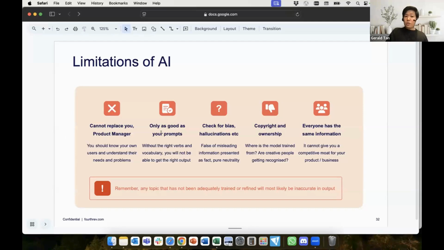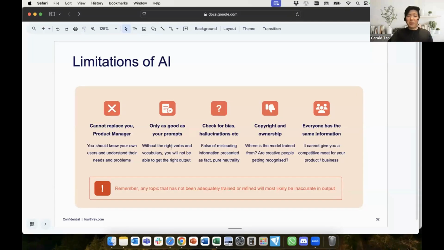Also know that you're only as good as your prompts. Think of prompts as giving someone instructions. If you cannot articulate what you're asking for, you cannot expect what comes back to be perfect, because if it is, it's luck. So think of prompts and think of how you can be better with your prompts.